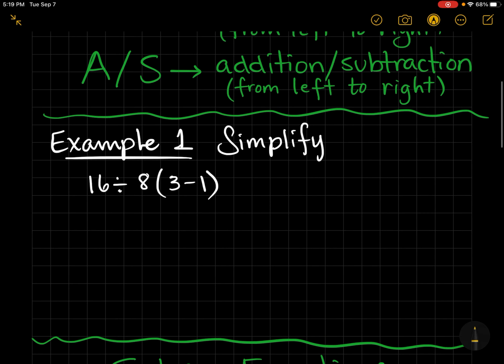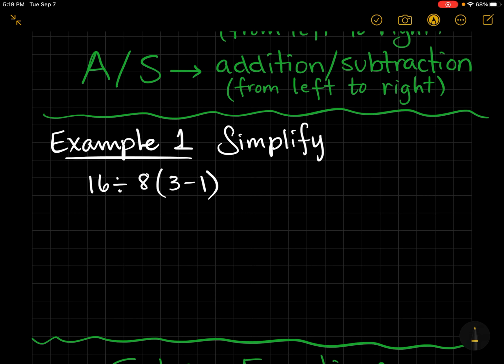As you watch my videos, it's a good idea to write the example and pause the video, so that way you have a chance to work the examples out and then unpause and see if you got them correct. That's active note-taking.